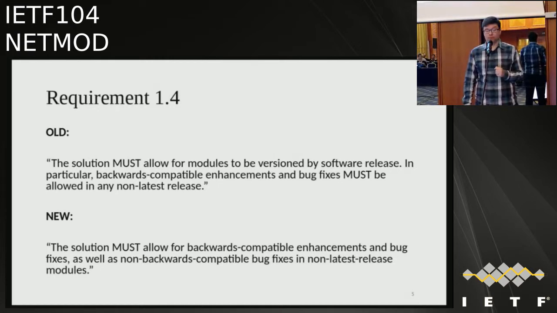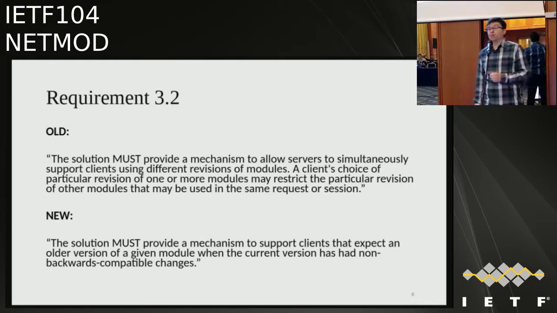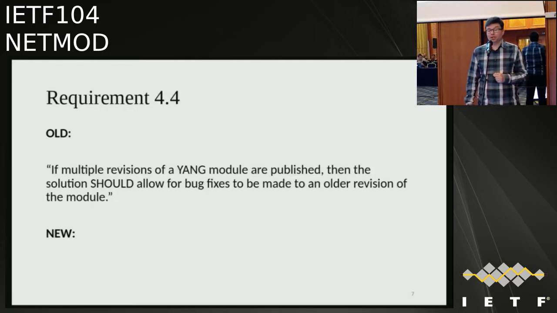So this is the modified requirement 3.2. Again, we did not want to suggest a solution. This is just the requirements draft. So the new text: the solution must provide a mechanism to support clients that expect an older version of a given module when the current version has had non-backwards compatible changes. That's the new 3.2. 4.4 went away. You can see what the old text was. There is no new text.